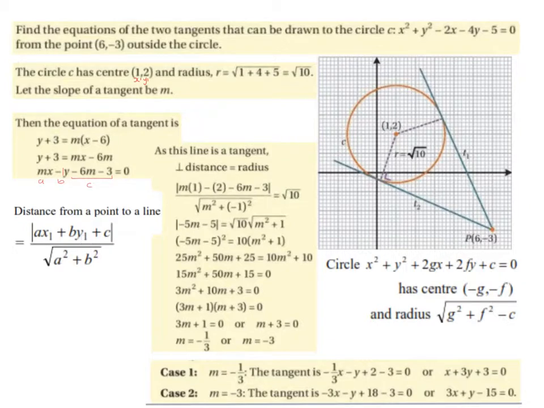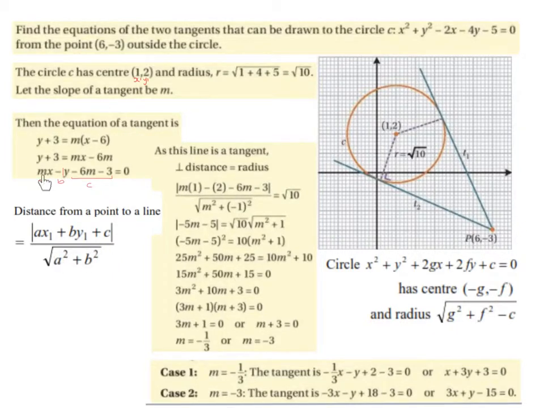b y1 is going to be minus 1 multiplied by 2, which will just give us minus 2. And then the plus c is going to be minus 6m minus 3. And remember, we have our modulus symbol at the start and at the end. This is all divided by the square root of a squared plus b squared.